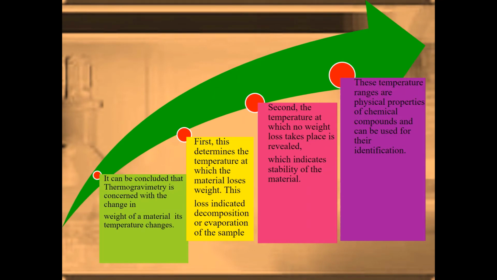It can be concluded that thermogravimetry is concerned with the change in the weight of the material with its temperature changes. First, this determines the temperature at which the material loses weight. This loss indicates decomposition or evaporation of the sample. Secondly, the temperature at which no weight loss takes place is revealed, which indicates stability of the material. These temperature ranges are physical properties of chemical compounds that can be used for their identification.